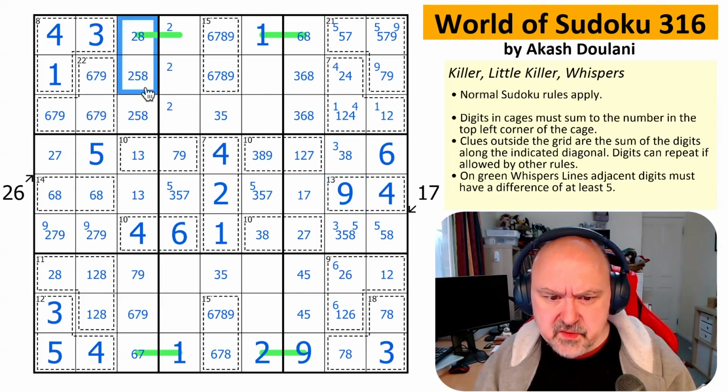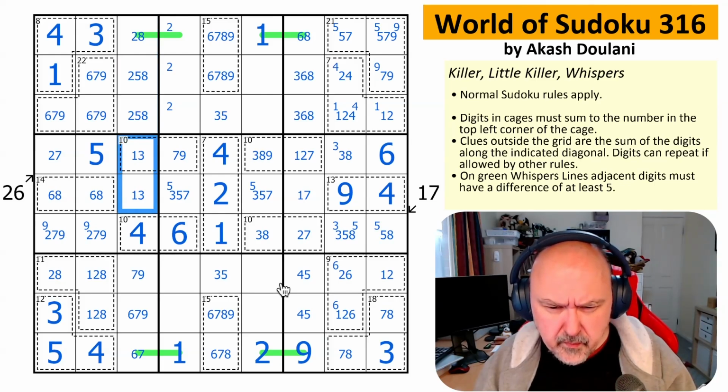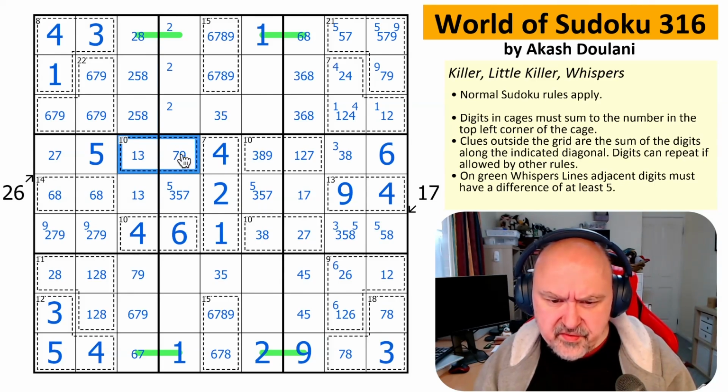Every time I feel I'm close to a breakthrough in this puzzle, it stalls again. That's what happens when I pick a puzzle blind. If this is 3, 7, 8, 2, 1, 9. This is 1, 9. This has still got 2 options. 9.